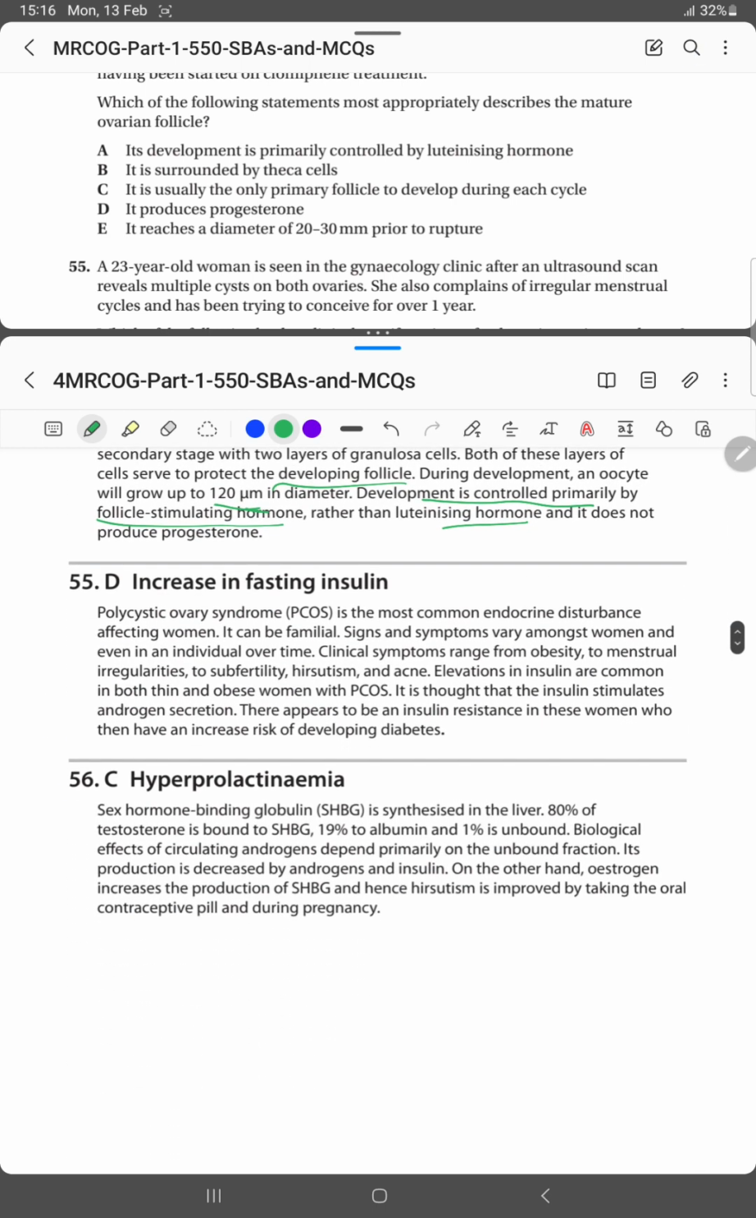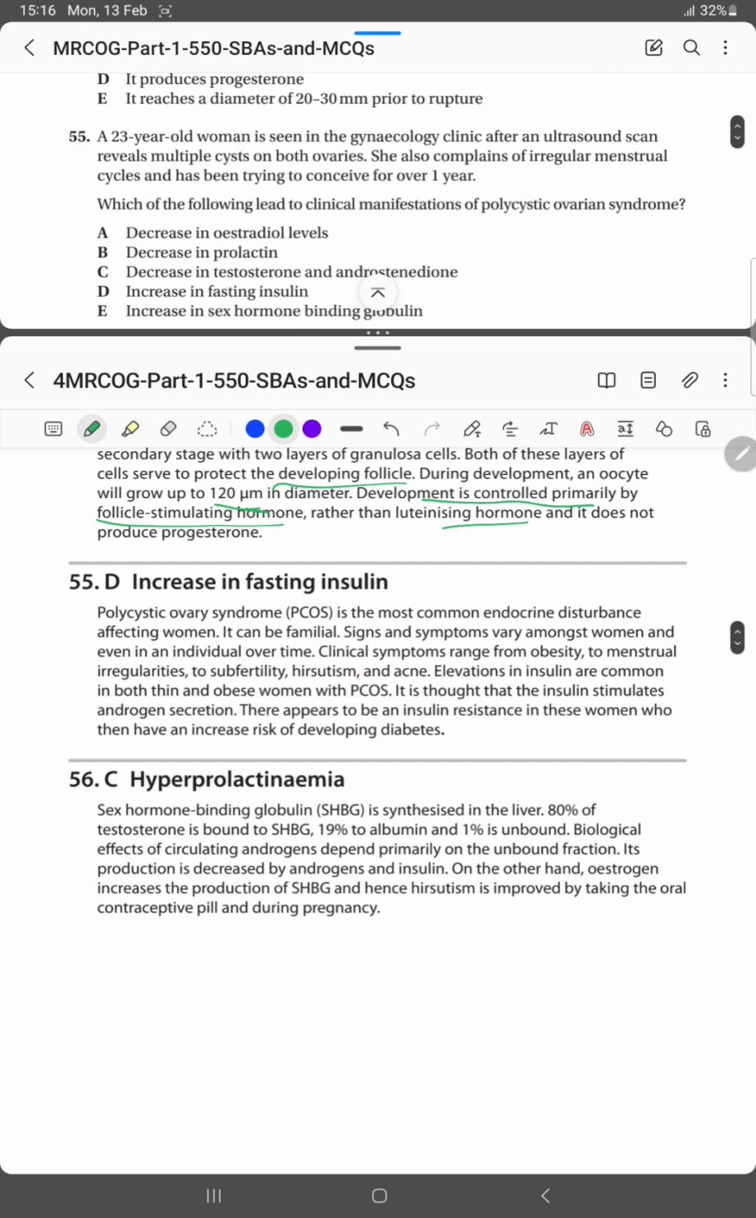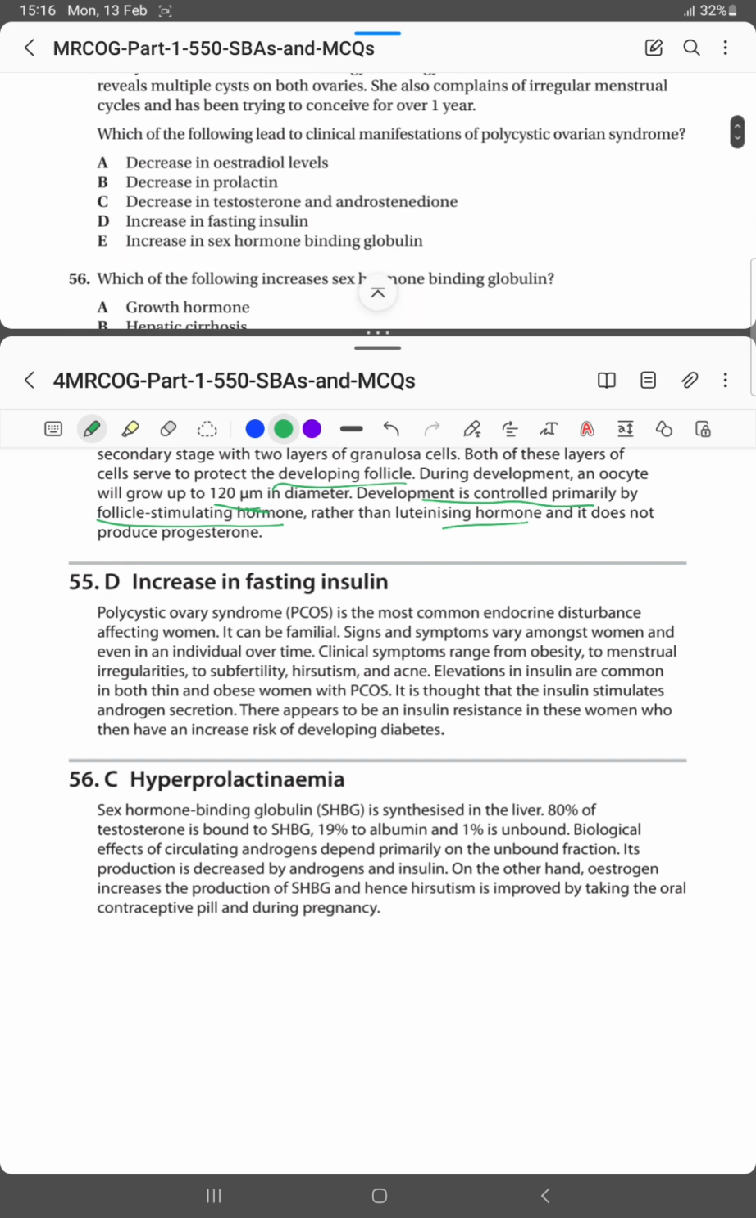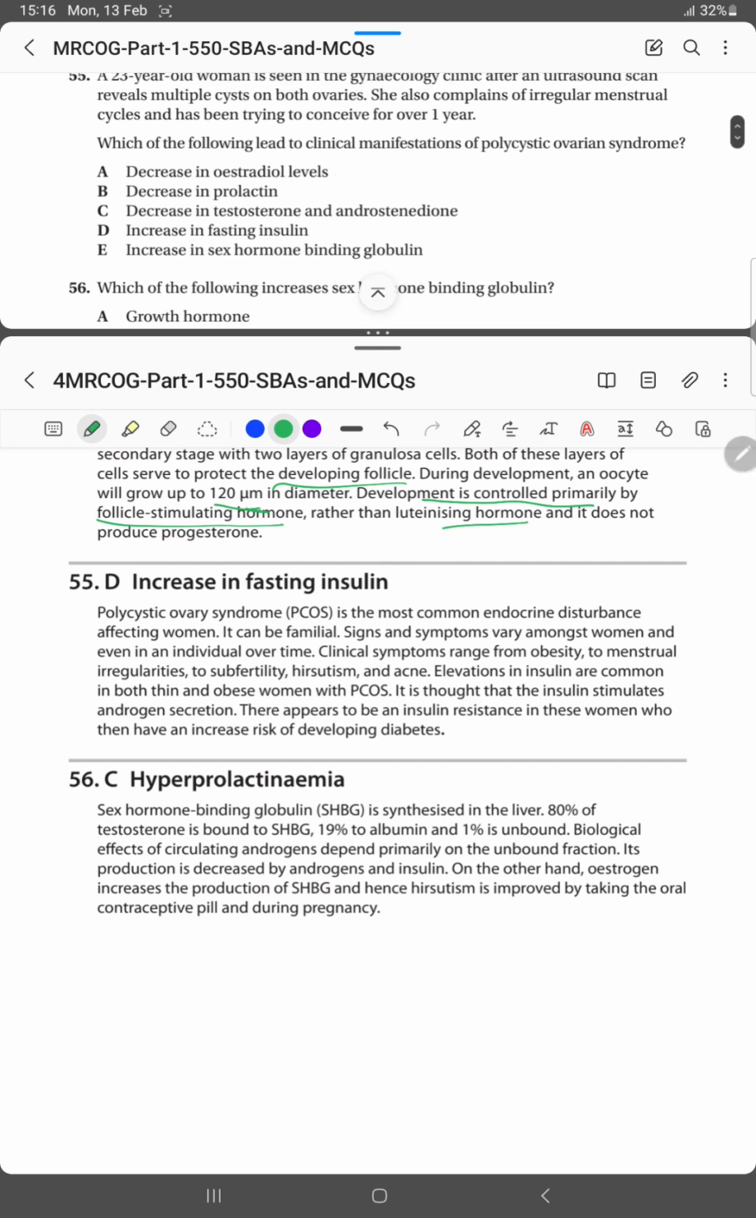Let's continue with our question number 55. A 23-year-old woman is seen in the gynecological clinic, and an ultrasound scan reveals multiple cysts on both ovaries. She also complains of irregular menstrual cycles and has been trying to conceive for over 1 year. Which of the following leads to the clinical manifestation of polycystic ovarian syndrome? Decrease in the estradiol level, no. Decrease in the prolactin, no. Decrease in the testosterone and aldosterone, and increase in the fasting insulin, yes.